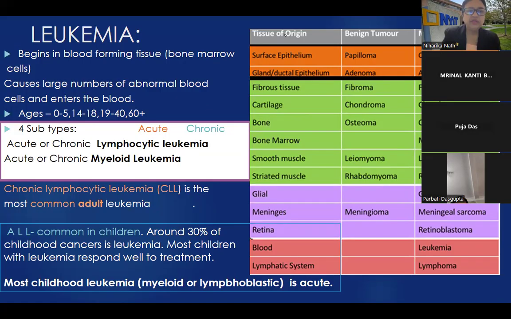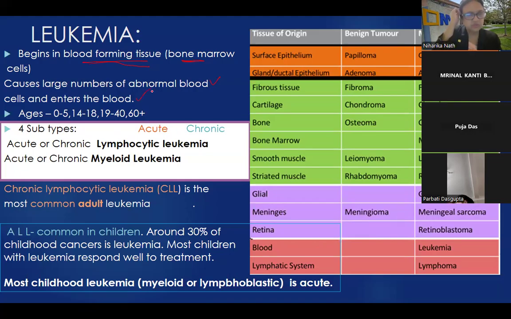Leukemia is a blood cancer, but it starts in the bone marrow, because that's where you have blood forming tissue. Bone marrow is where you're forming all your blood cells, and so that's where it will start. It will then release these abnormal blood cells, these lymphocytes. They'll be made by the bone marrow and released, and so they enter the blood.